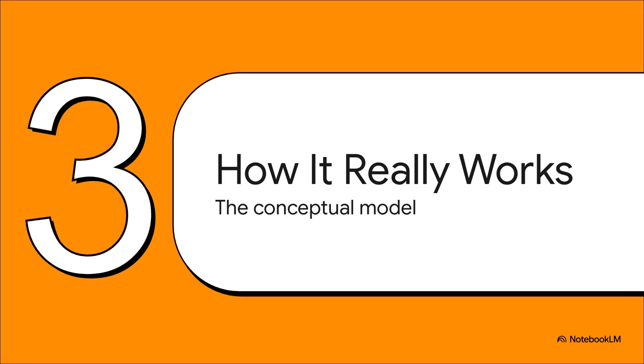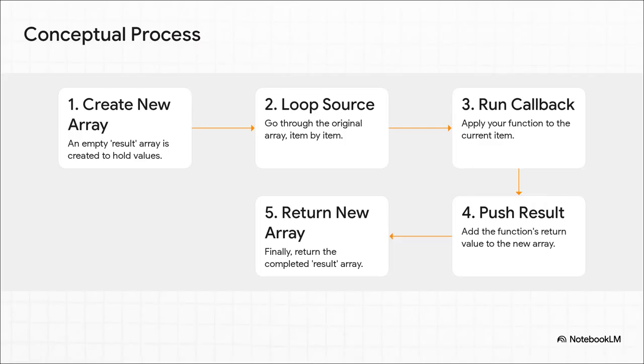Okay, so we've seen what mapping does, but to really master it, let's pop the hood and see how it works. Think of mapping as a little assembly line, a transformation machine for your data. What's actually happening inside? So here's how that assembly line works. The very first thing map does is create a new empty box to put the results in. Then it picks up the first item from your original array and runs it through your instruction function. Whatever value that function returns, it gets dropped into the new box.